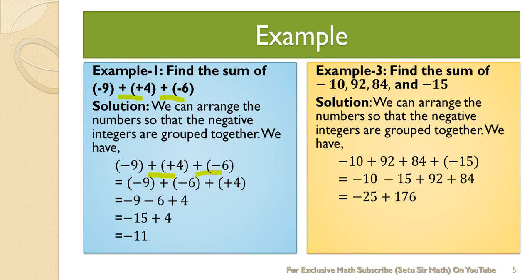Plus 92 plus 84 gets 176, and the sign will be the bigger number's sign. 92 here is the bigger number, the sign is plus. So this third line, minus plus, that would be minus. So from 176, if we minus 25, we will get 151, and the sign will be positive because 176 is bigger here.